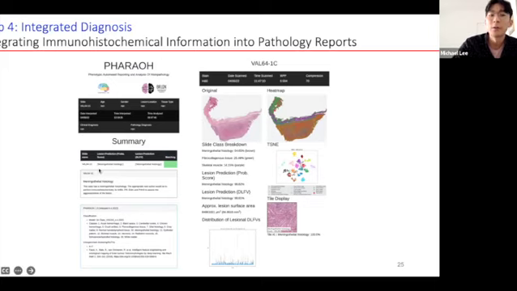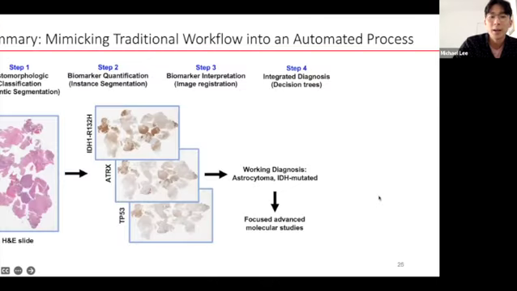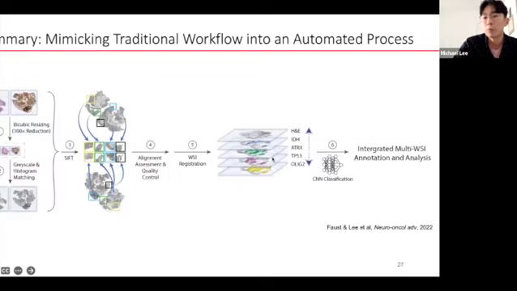And so currently we're in the process of having this validated externally with different collaborators in different centers around the world. And so it's an exciting time for our group right now. So just to summarize, our group came up with 4 major steps with H&E stained slide, IHC-based image quantification, as well as image registration that gathers all the information together to come up with an integrated diagnosis in the end. And this workflow just summarizes everything that I've talked about today.